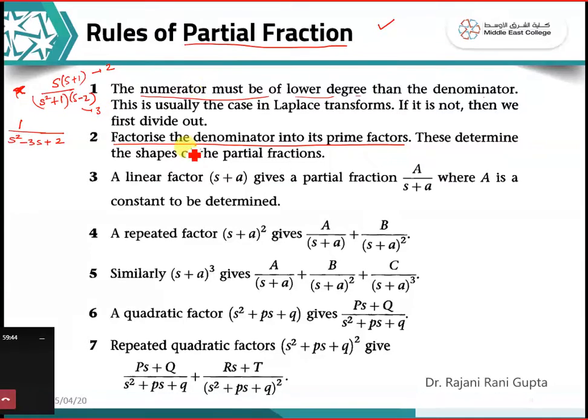So before applying the rules of partial fraction, you should write it as (s minus 1)(s minus 2). Factorize it and then apply the rule. Once these two conditions are fulfilled, let's see how to write it as a partial fraction. A linear factor s plus a means a factor of the type s plus 1, s plus 2, or it can be s minus 2, s minus 3, plus or minus, will give you a partial fraction of A over s plus 1.